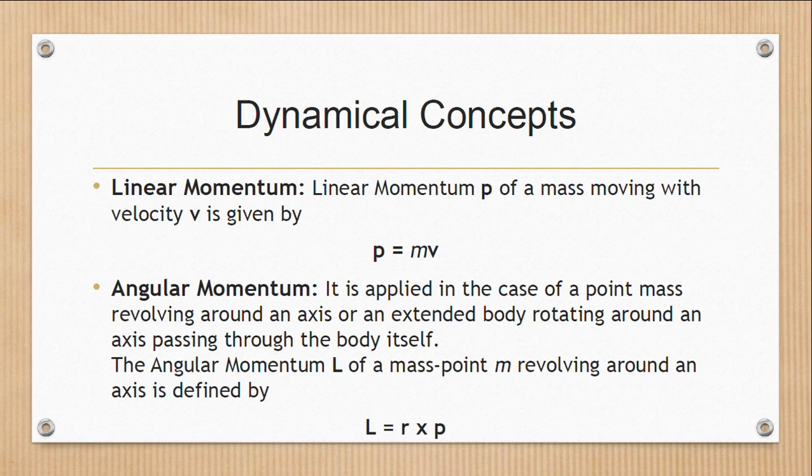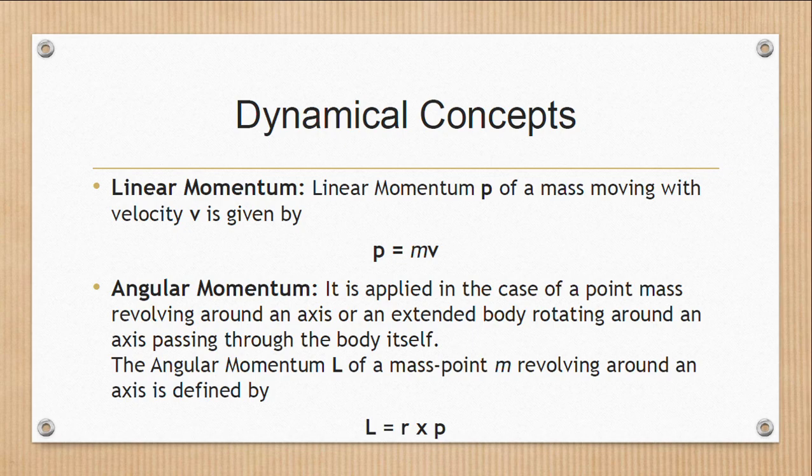Angular momentum. It is applied in the case of a point mass which revolves around an axis or an extended body rotating around an axis passing through the body itself. Angular momentum is denoted by capital L. If the mass point is m, which revolves around an axis, then angular momentum will be defined by L is equal to r cross p. Angular momentum is a cross product. Here it is very important whether we take the dot product or cross product, because L is the angular momentum. Therefore, we are taking the cross product here.